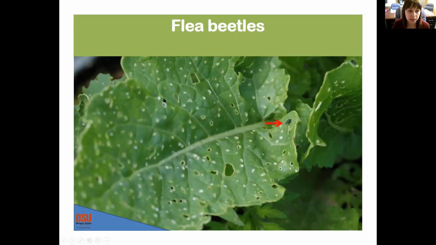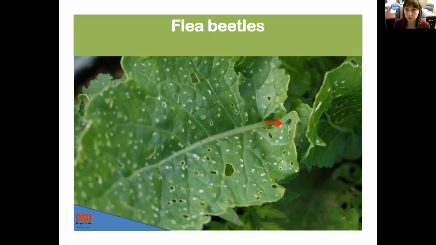But what they're going to do is it's almost like a shotgun. They're going to put little bullet holes all across your plants. Because the holes are so small, you can actually see in this example, they're not even chewing all the way through the leaf. And sometimes the leaf can kind of close that hole up. Sometimes they're a little bit larger.